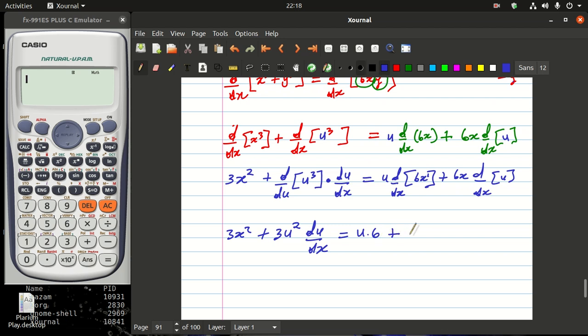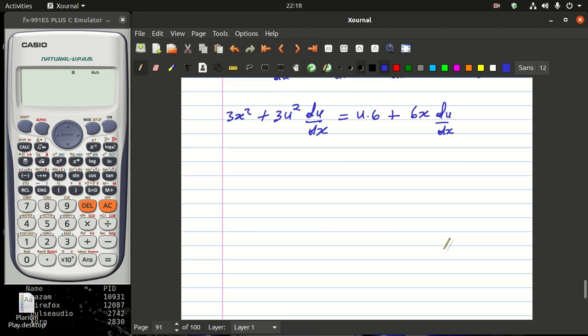And then plus, and then here I still have 6x, and then this part here is going to be the derivative of u with respect to x. I don't know what the value of u is, so I leave it as du dx. Now that I have this, everything that has a du, I want it to be on one side and everything else on the other side.